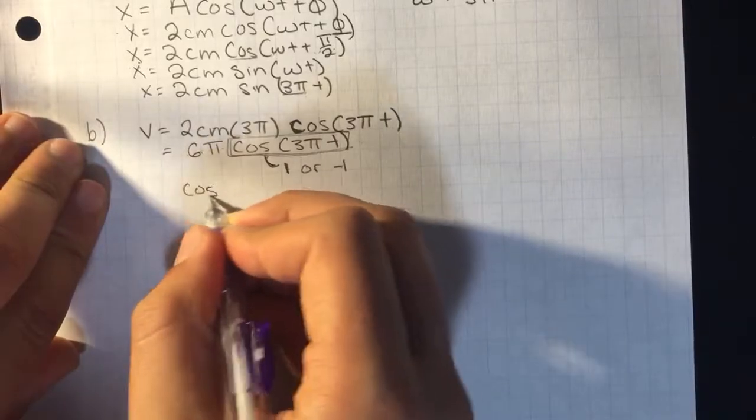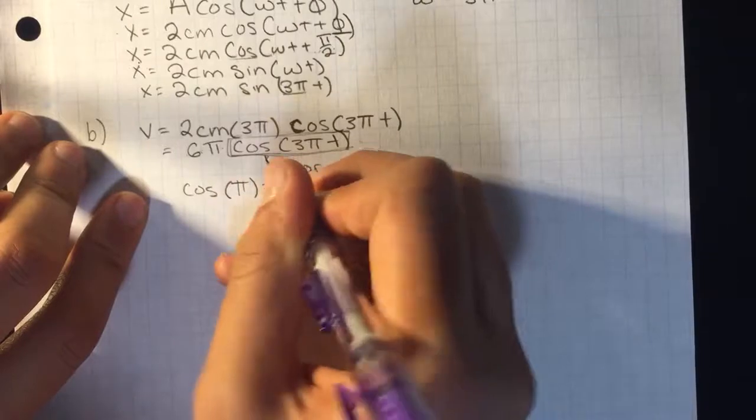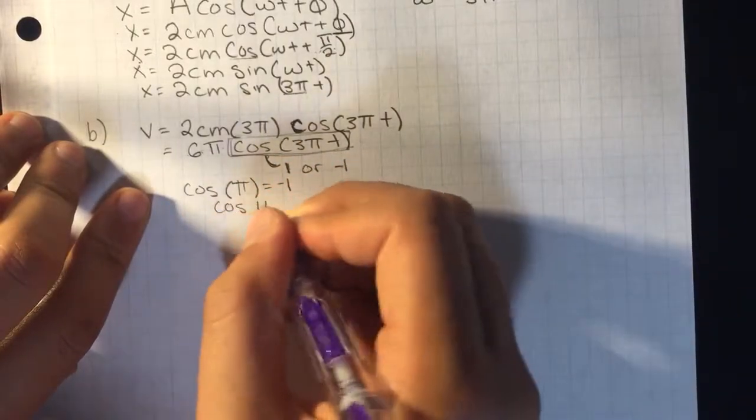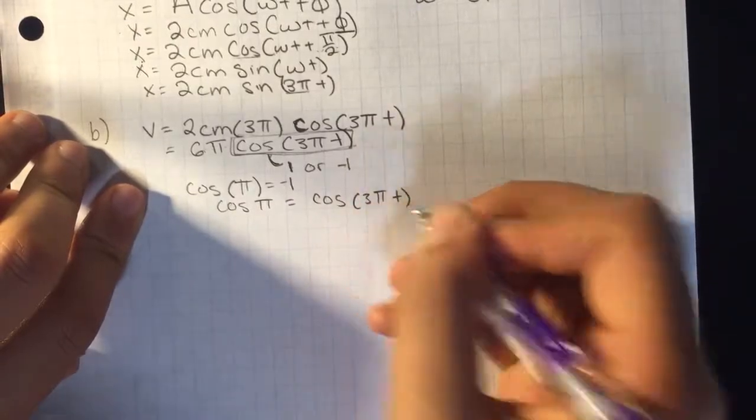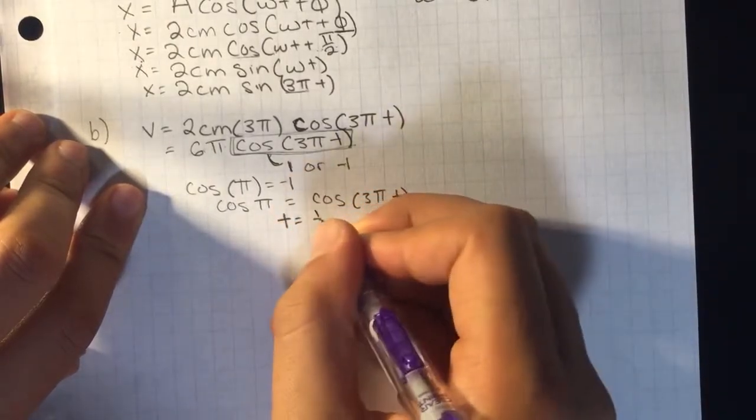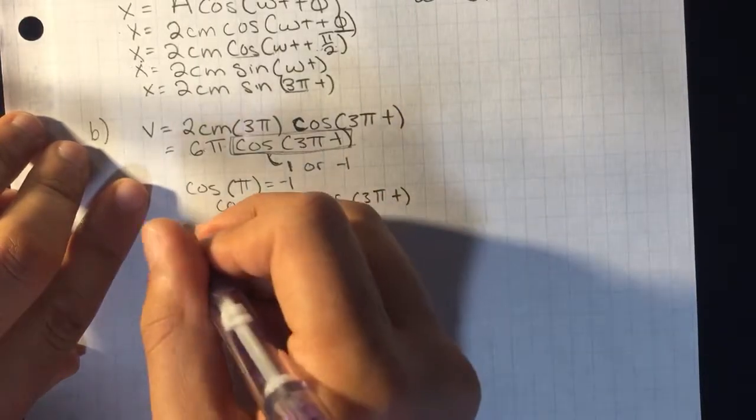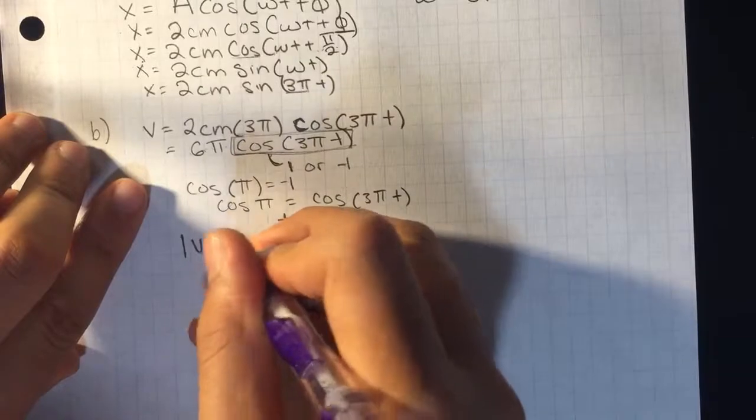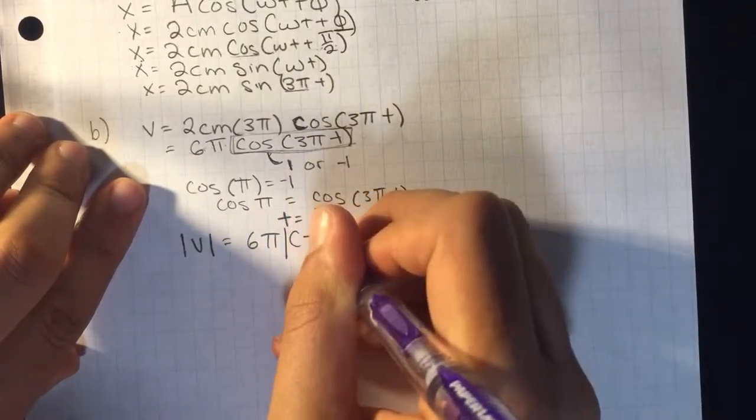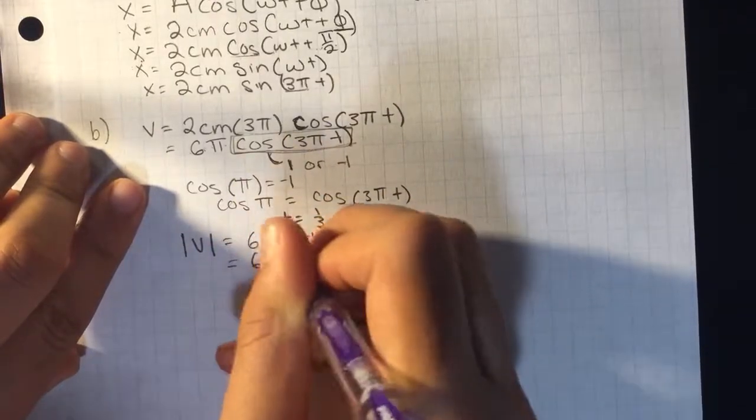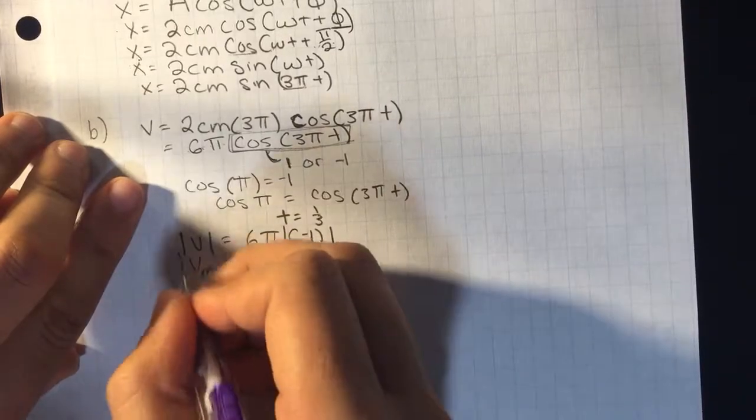So we know that cosine of pi equals -1. So you want cosine of pi to equal cosine of 3 pi t. So our time is going to equal 1/3. And then at time equals 1/3, the absolute value of the velocity is going to equal 6 pi times the absolute value of -1. So that is going to be the maximum velocity, excuse me, the maximum speed.